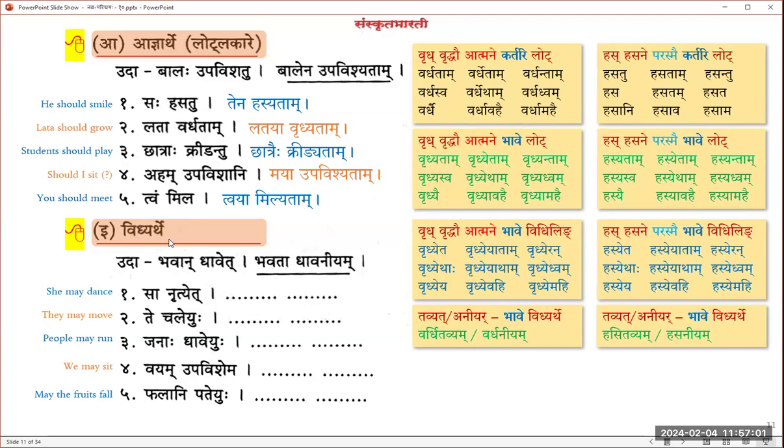Then Vidhyarte. Now we have switched to Vidiling. Subtle difference between this and this. So fatalistic mood. So Bhavan Davet, Bhavata Dhavaniyam. Fatalistic in the sense very pointedly deterministic type, rule type. Bhavan Dhavet, Bhavata Dhavaniyam. Sa Nrityet. Taya Nartaniyam or Nartitavyam. Actually, Nartaniyam, Lyudanta forms.